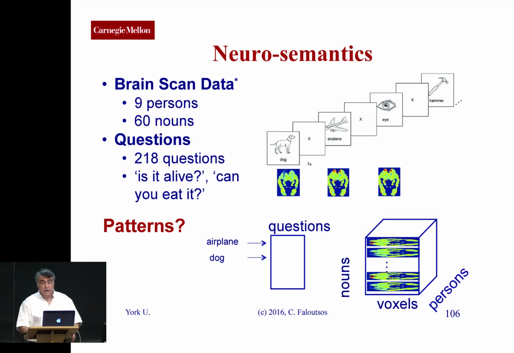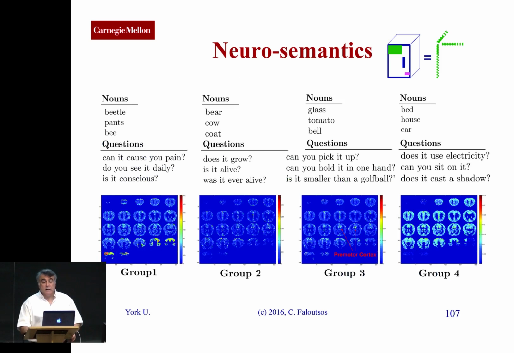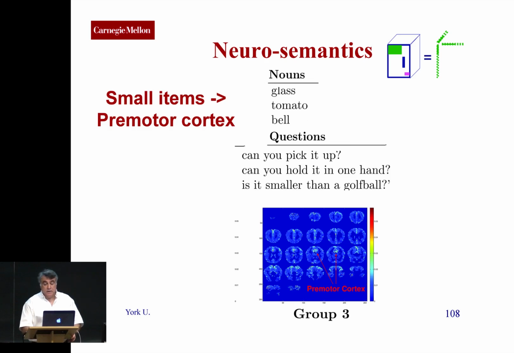Since we don't have a lot of time, we'll go directly to the end. So here are the major latent variables. The most fascinating of them was the third one, this one. Let's magnify it, and it says that the nouns were glass, tomato, and bell.